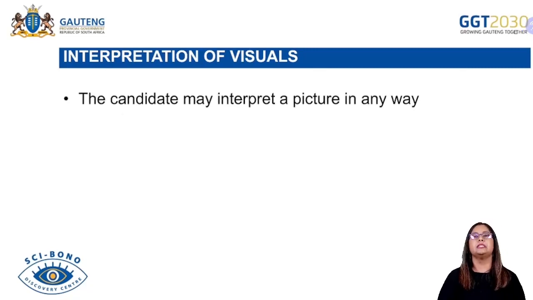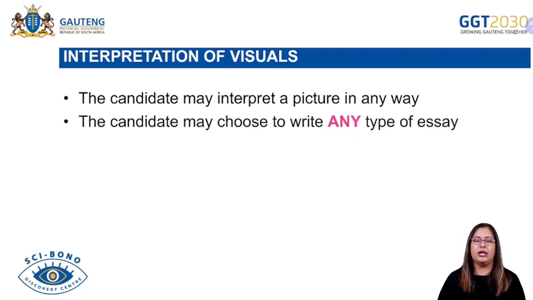Right, so how do we interpret the visuals? So you as the candidate, you may interpret the picture in any way you want to, as long as an aspect is chosen and you have spoken about that. Right? Further on to that, you get to now choose any type of essay. So you're no longer limited to maybe writing only a reflective or a discursive or an argumentative essay. You now can choose any essay that you want to write, type of essay you want to write on when you look at the visual.